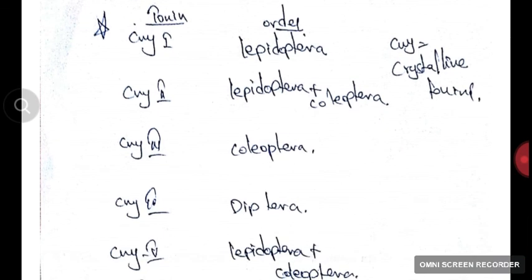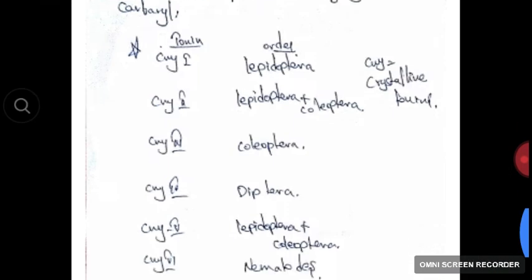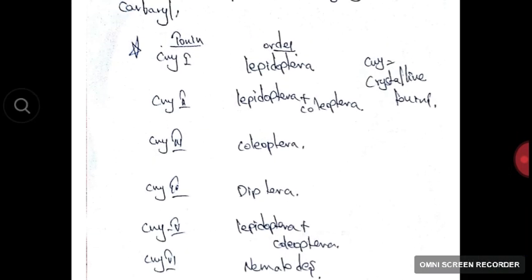Let's see about the toxins for each order. Cry1 toxins are used for Lepidoptera. Cry2 toxins are used for Lepidoptera and Coleoptera. Cry3 are used for Coleoptera. Cry4 is used for Diptera.